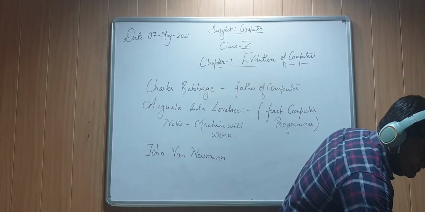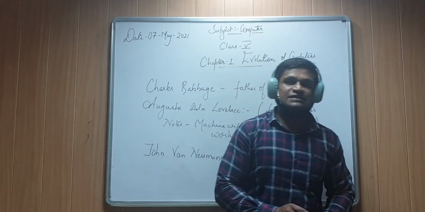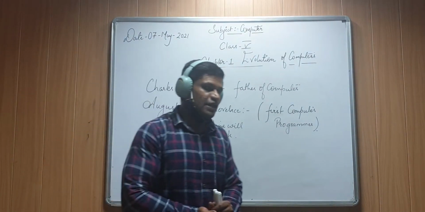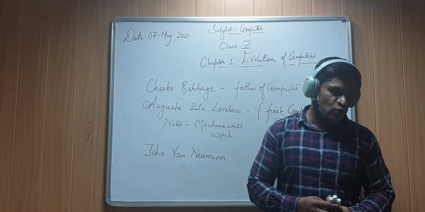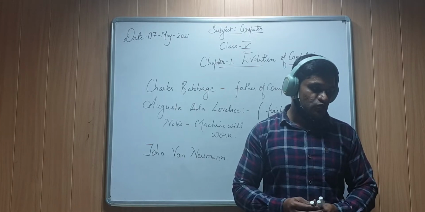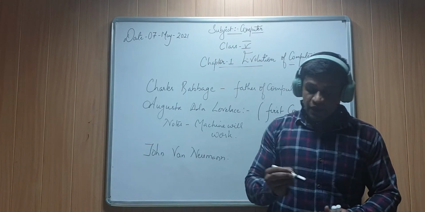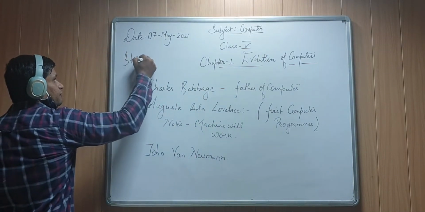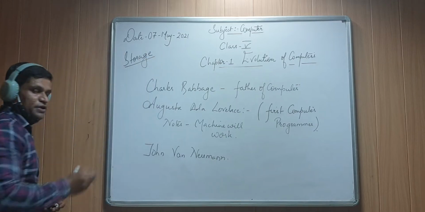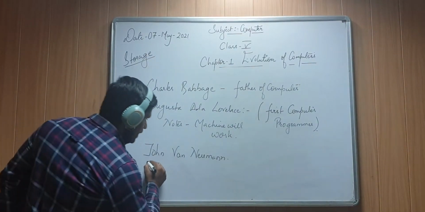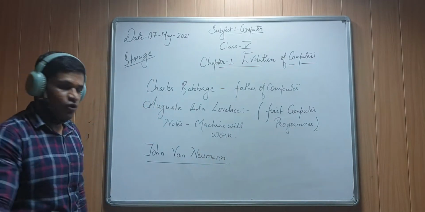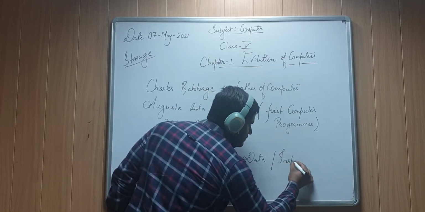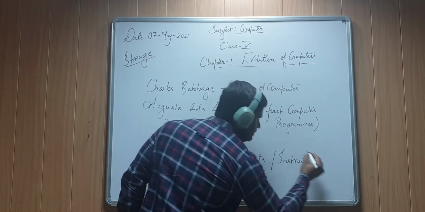He is a Hungarian American mathematician, physicist and inventor. He suggested that both data and instruction can be stored in the memory of computer. Okay, now the storage of computer, where the computer stores different information. This idea was given by John von Neumann. According to him, the data and the instruction both can be saved in computer's memory.